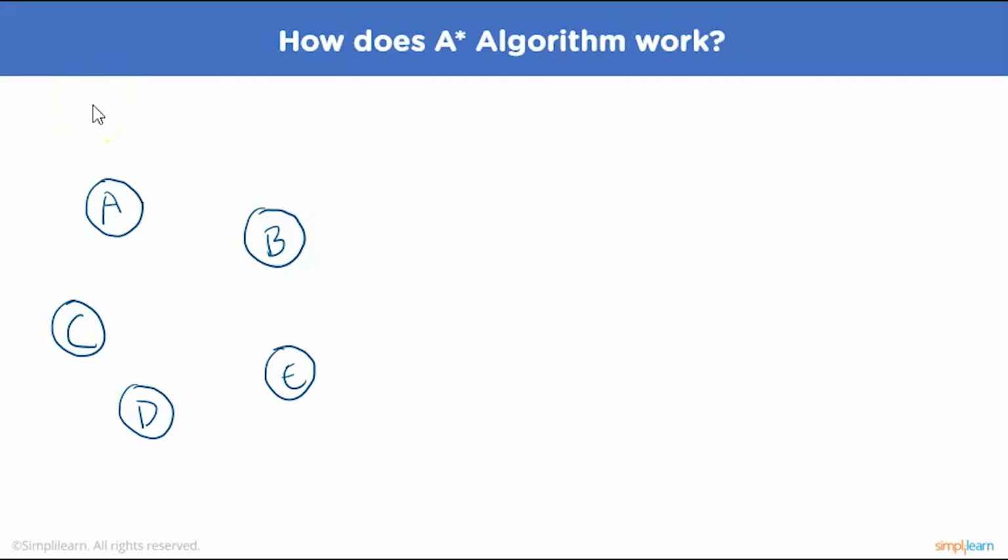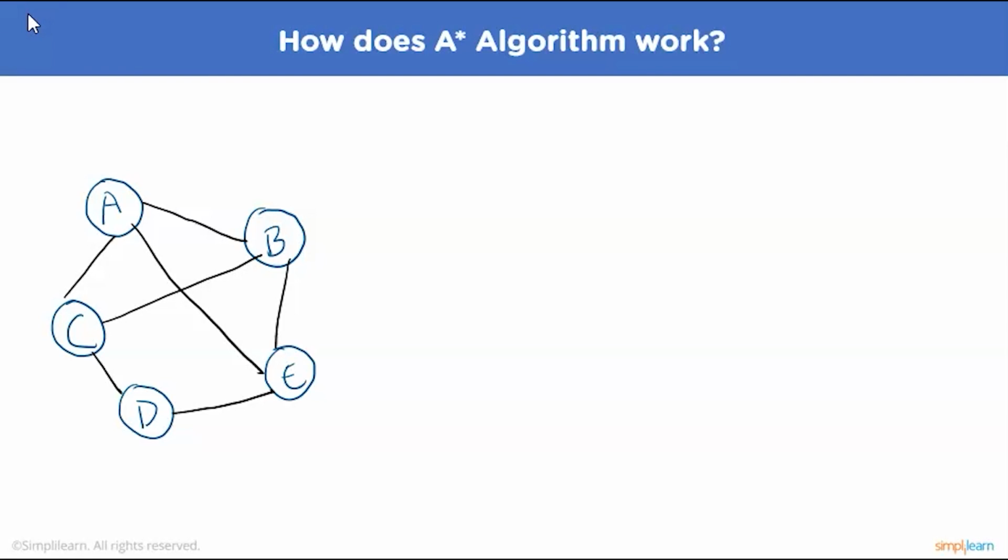Now node A is connected to node B. Node B is connected to node E. Node E is connected to node D. D is connected to C, and C in turn is connected to A. C is also connected to B, and A is also connected to E.